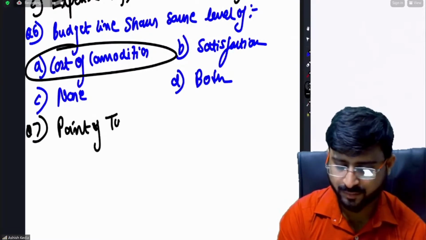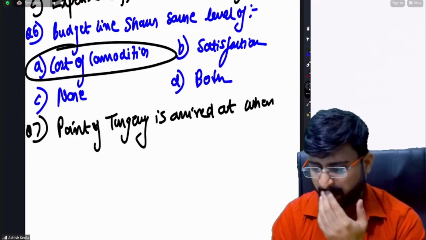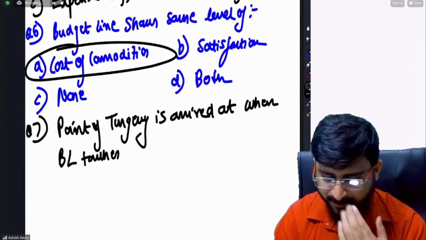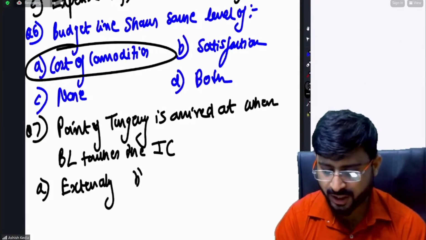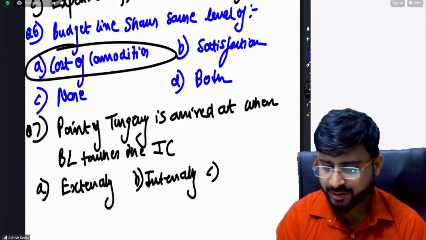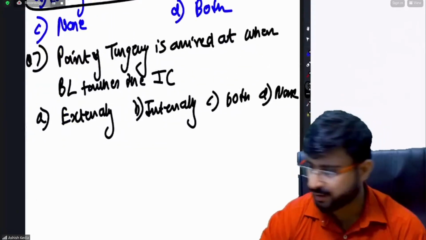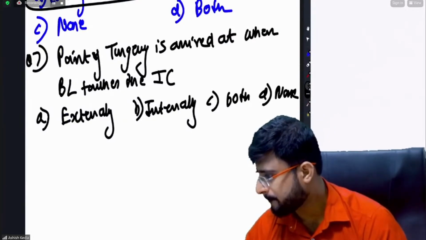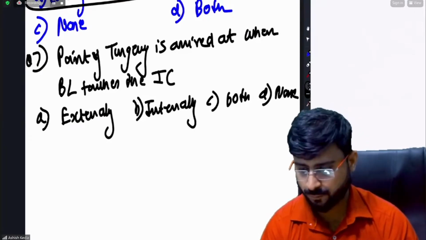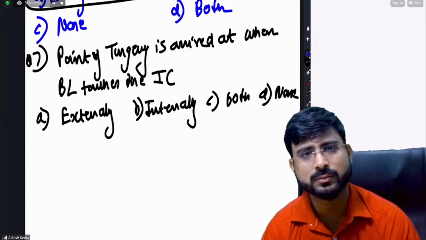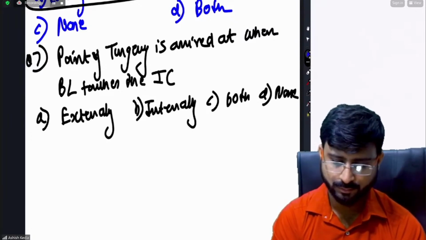Point of tangency is arrived at when the budget line touches the indifference curve: A. Externally, B. Internally, C. Both, D. None. Come on, everyone. Which is the point of tangency? Correct.